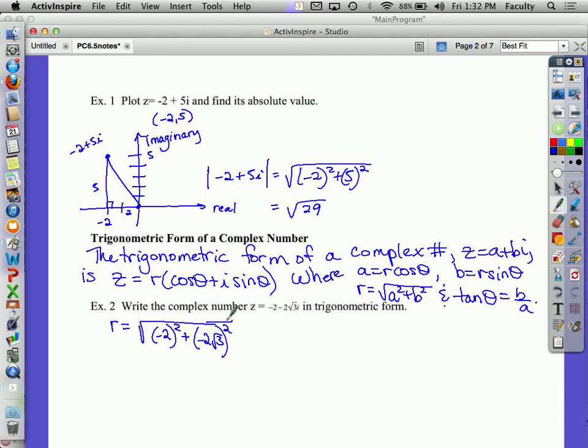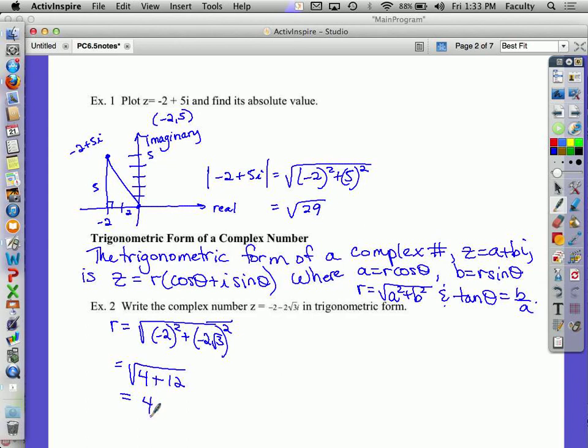Notice the b does not contain the i. b is the coefficient of i. So this will be r. I get 4 plus... Now remember, if you have negative 2 radical 3 and it's being squared, you either take it times itself or you use your exponent properties that says that's negative 2 squared, which is 4, times square root 3 being squared. So that's 4 times 3 is 12, and the square root of 16 is 4.